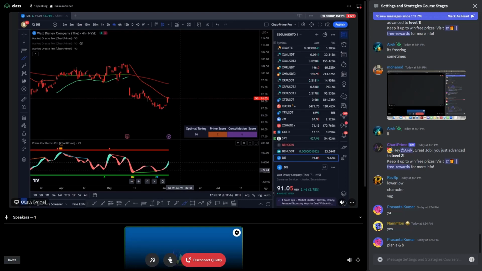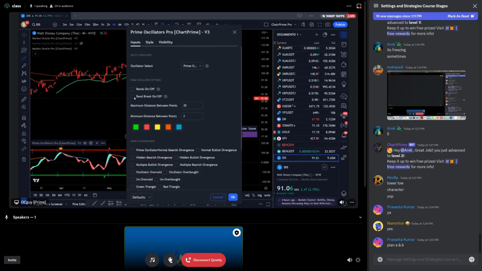Remember, the meter on the oscillator means what? Means momentum, right? So let's add something else. Let's add the bouncing here into the momentum. Click OK. I'm also going to turn off my hidden divergences, and I do that by dropping the opacity on this too. And I have normal divergences.